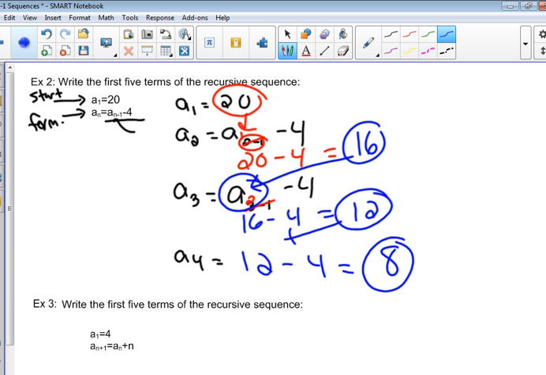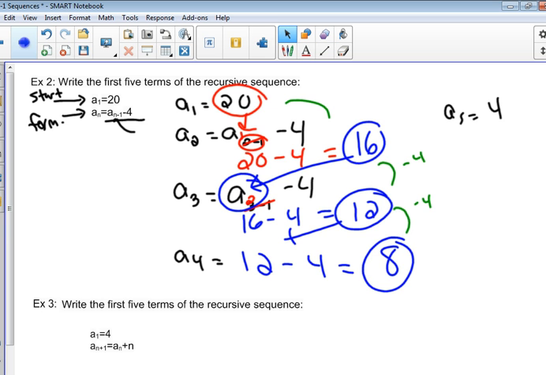If you want to keep going, hopefully we can tell. Does anybody know what we're decreasing by? Yeah, every single time you're subtracting 4. So if I subtract 4 again, my 5th term is going to be 4. Once you can figure out your pattern, we can go off of that, but we always need 3 terms to tell the pattern.